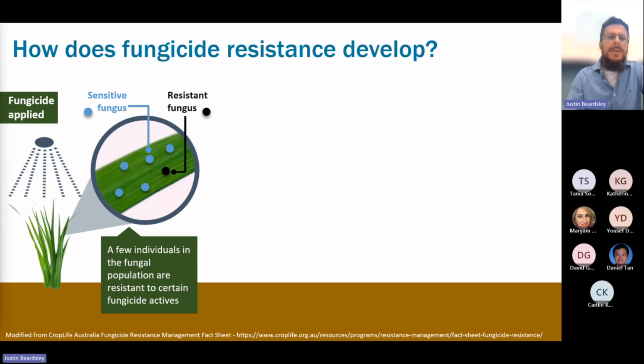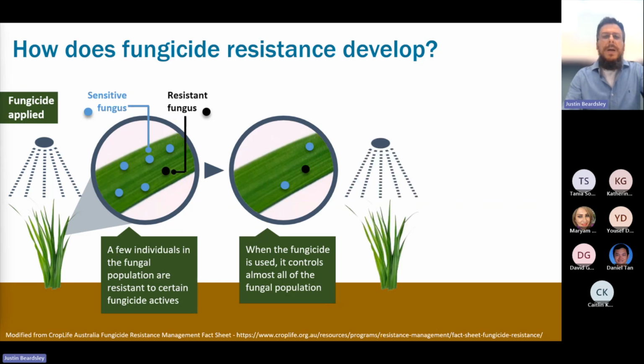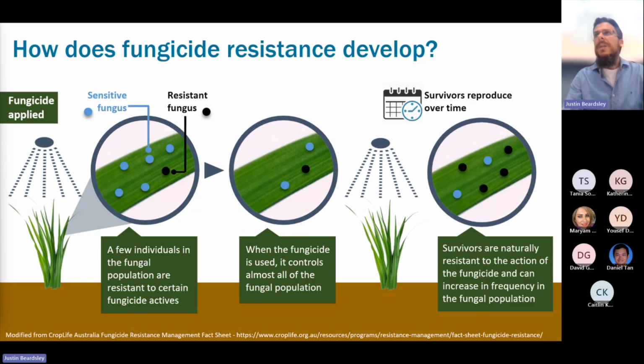In this graph, we can see the resistant individuals as the black dots, and the blue dots are sensitive individuals. That produces selection. Then we come back with another application of a chemical, and the selection strengthens. Over time, that leads to an accumulation of the resistant individuals.